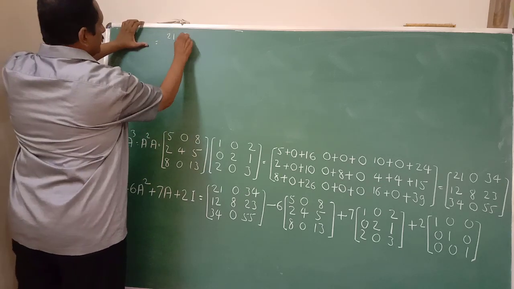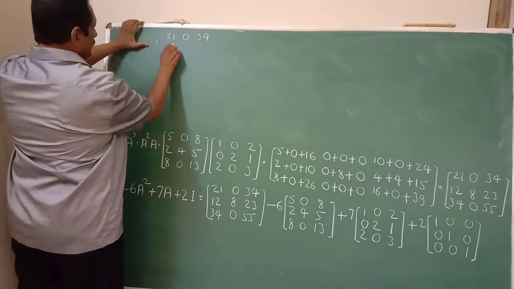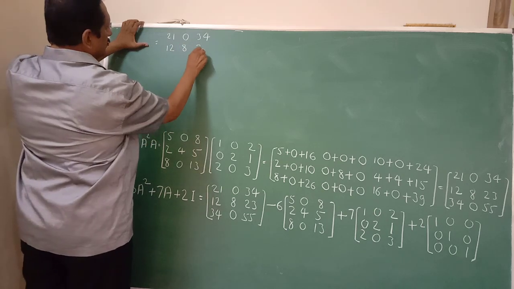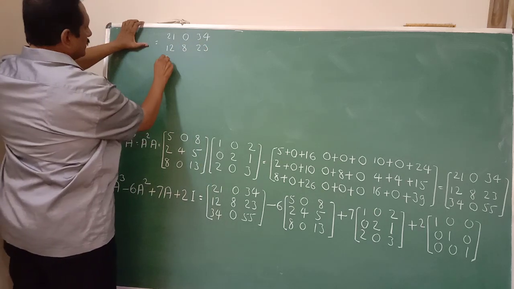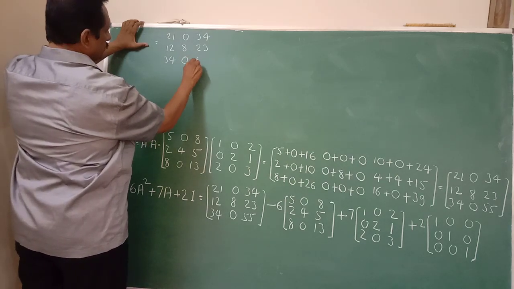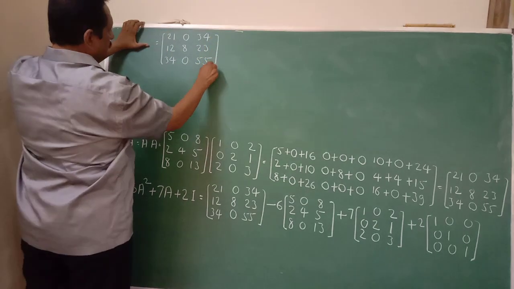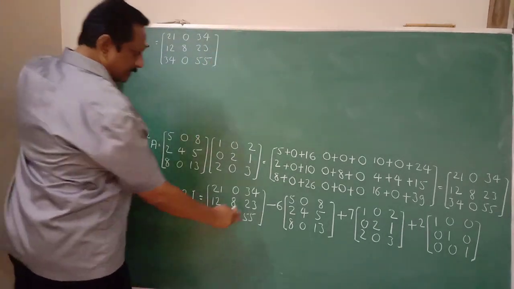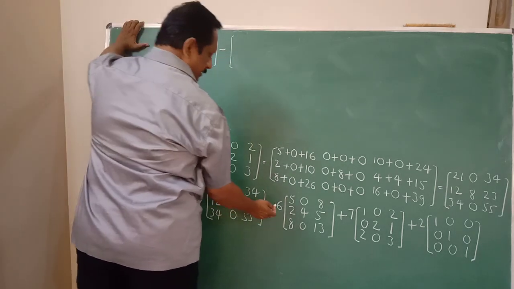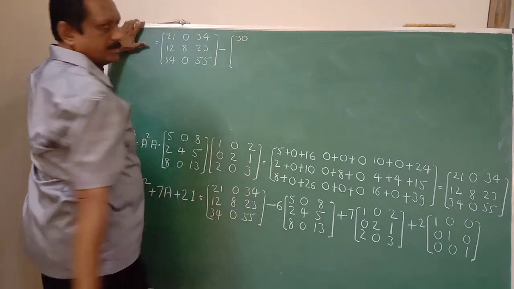21, 0, 34, then it is 12, 8, 23, 34, 0, 55. Bracket complete here. Then I take a 6 inside the bracket here. So minus of 6 5s are 30 here. It is 30. Okay.